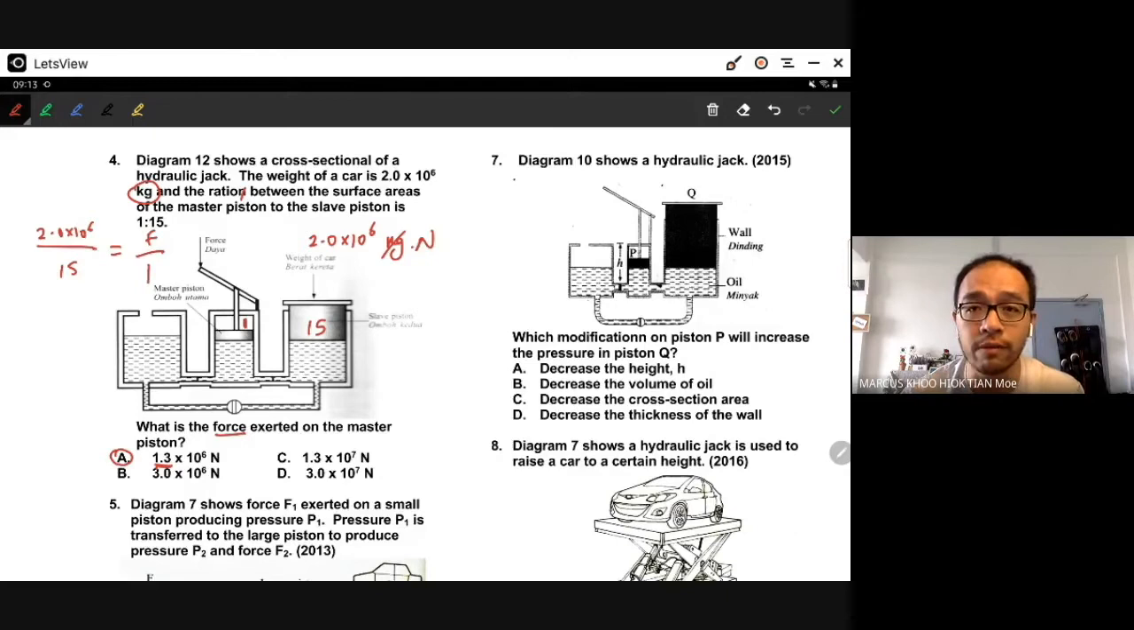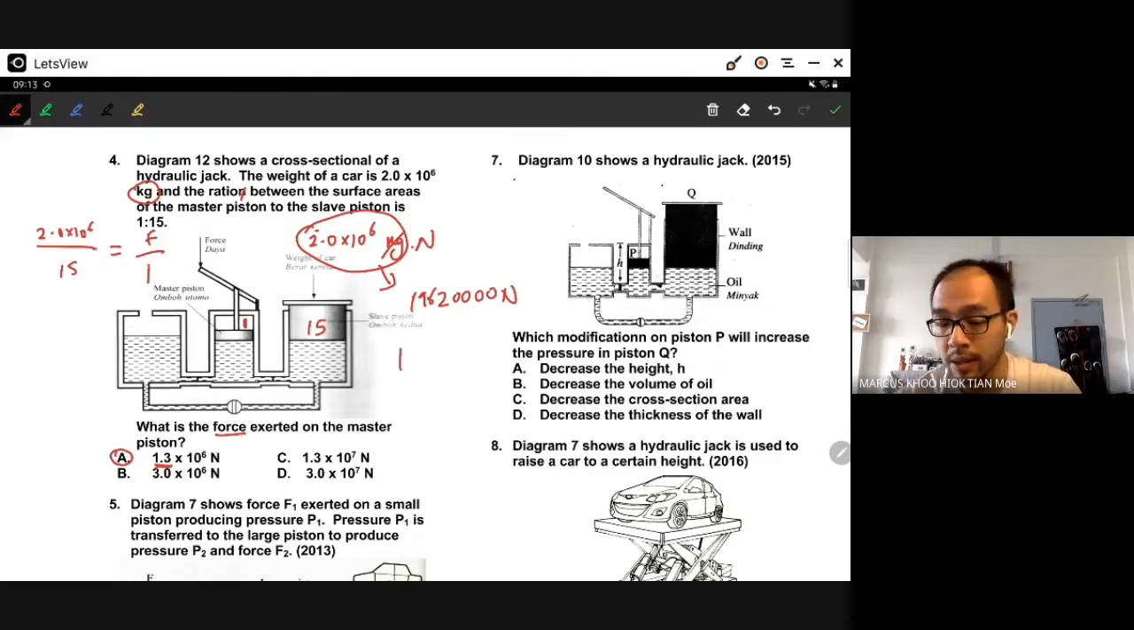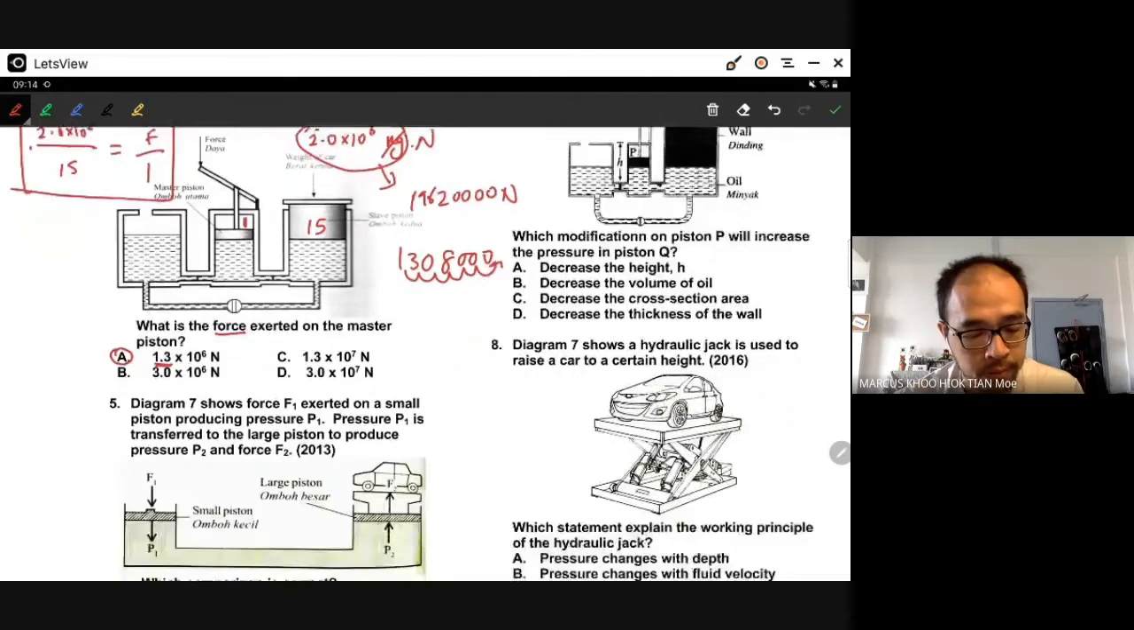Because even if, let's say, we convert this in kg to Newton now, 2 times 10 to the power 6 times 9.81 will give us 1962000 Newton. That makes even less sense. Divided by 15 will be 1308000. Oh, same. You still get around the same answer. But I think that's fine. We still use Pascal's principle for this. And we will get the answer.